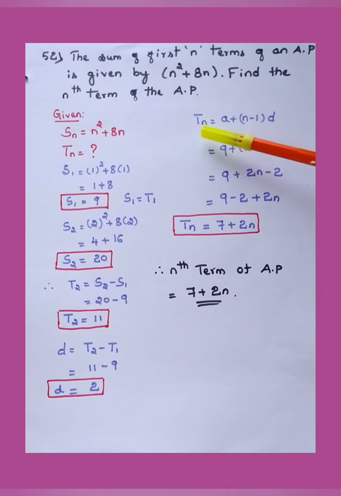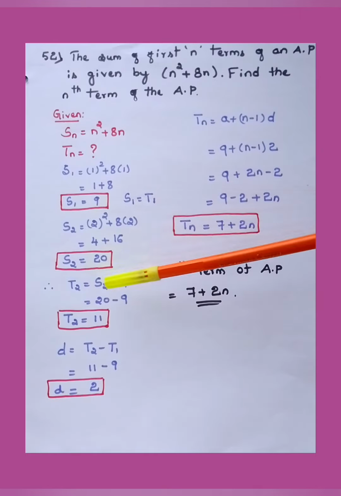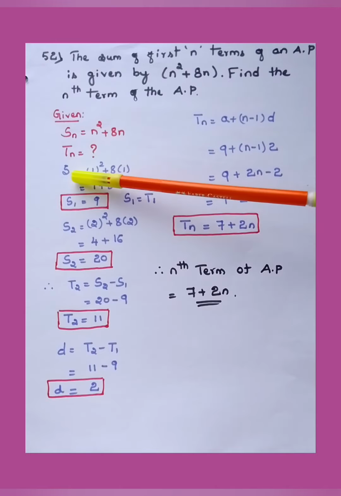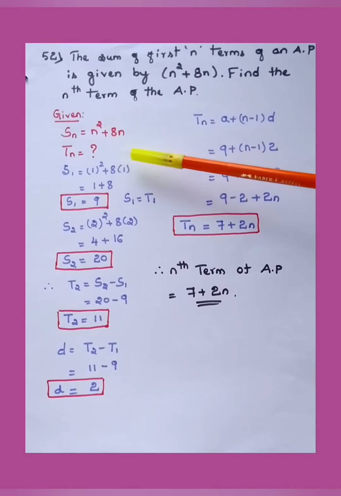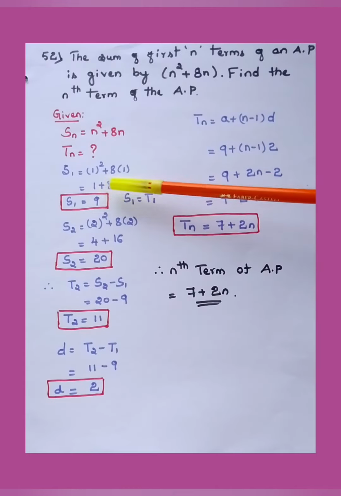To find this Tn value, we know the formula Tn is equal to a plus n minus 1 into d. To find the nth term, we require two values here, a and d value. So from this given value, we have to obtain the value of a and d. For that, substitute the value of n as 1 in this equation. S1 is equal to 1 square plus 8 of 1. 1 square is 1 only, 8 ones are 8. 1 plus 8 is equal to 9.